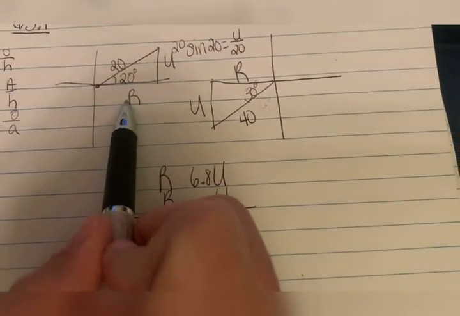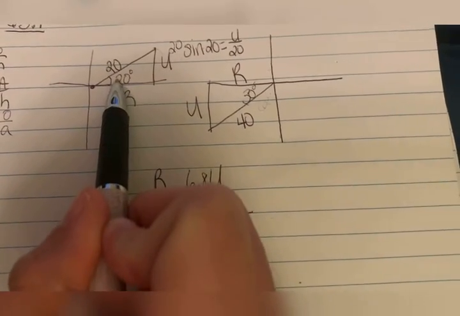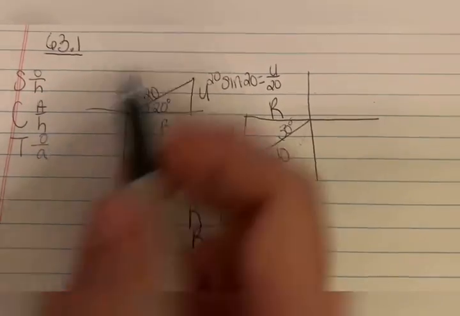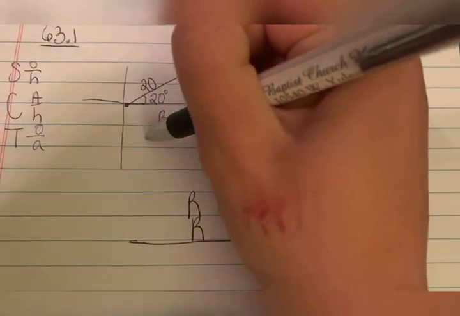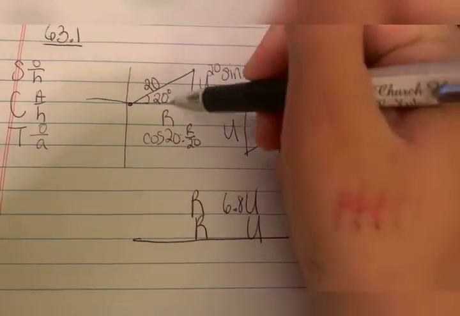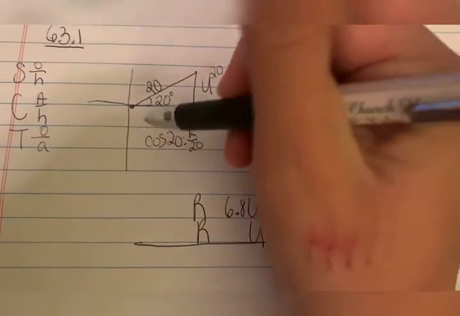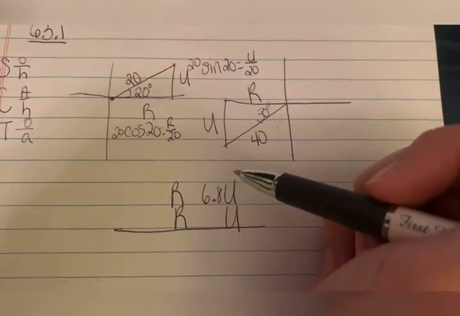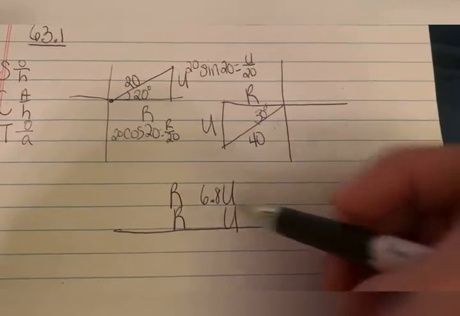Okay, now we're going to find R. R is going to be adjacent to the 20. If it's not opposite, it has to be adjacent. So that's going to be cosine. So it's cosine 20 equals R over 20 because it's adjacent over hypotenuse. So you multiply the 20 over here. 20 times cosine 20. Well, cosine 20 is 0.94. 20 times 0.94 is going to give you 18.8, and that's going to be your R.